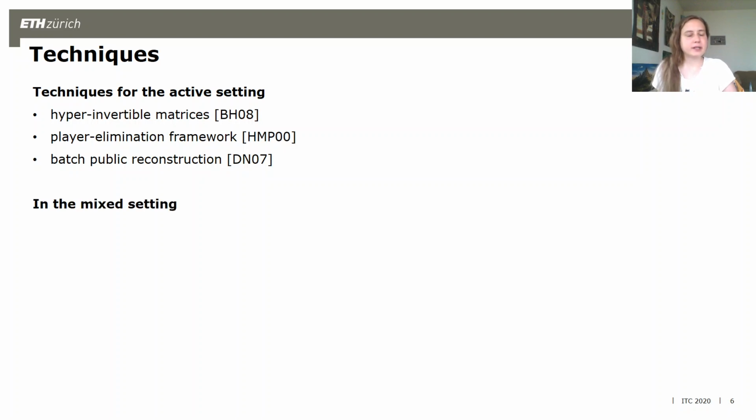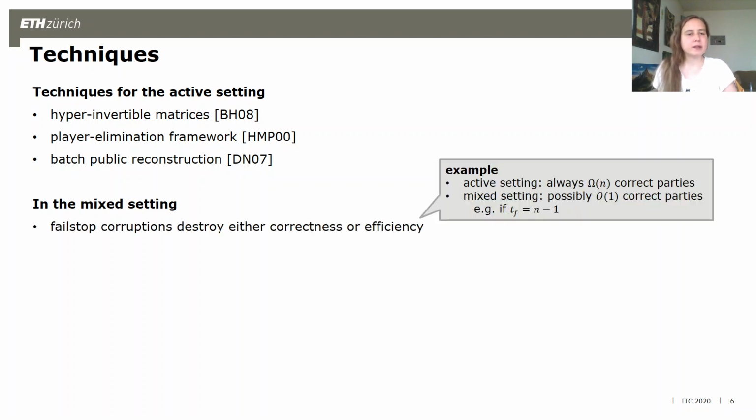And unfortunately, in the mixed setting, all of these techniques have issues. And perhaps the biggest issue is that with fail-stop corruptions, because there are so many of them, they either destroy correctness or efficiency. Or in other words, if you try to adjust the parameters of the active protocol to preserve correctness in the mixed setting, you lose efficiency. And on a high level, this is because these active techniques rely somehow on the fact that the work can be distributed among correct parties.